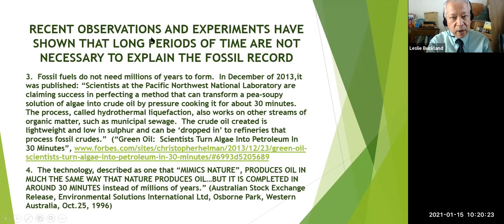Let us look also at experiments. Experiments have shown that long periods of time are not necessary to explain the fossil record. Fossil fuels do not need millions of years to form. Now, that view about millions of years being needed for oil, for example, to form, is an evolutionary teaching. But experiments that have been done just a few years ago have shown that this is not necessarily the case.